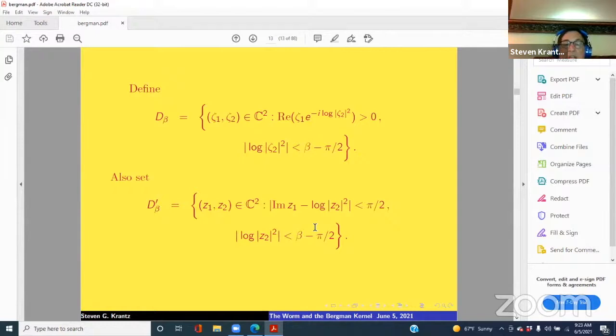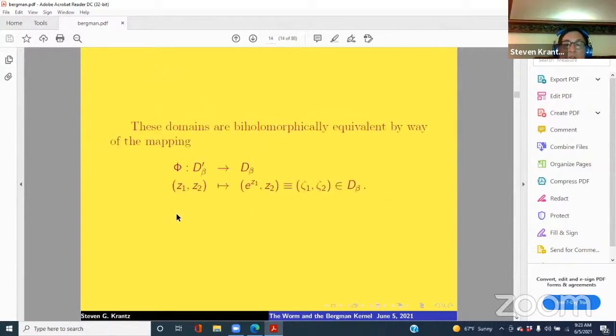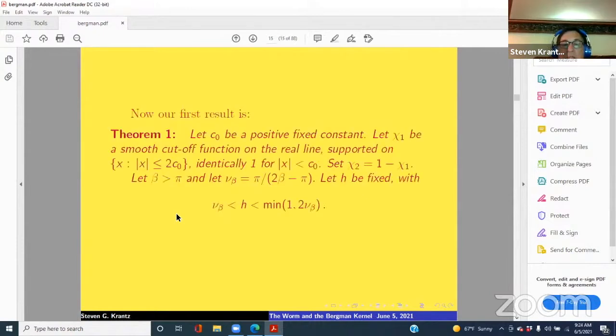And in fact, D beta and D beta prime are biholomorphic. So from a complex analytic point of view, they're essentially the same domain. The biholomorphism phi from D beta prime to D beta is (z1, z2) goes to (e to the z1, z2), and it's just a simple high school algebra exercise to check that this is a biholomorphic mapping of domains.